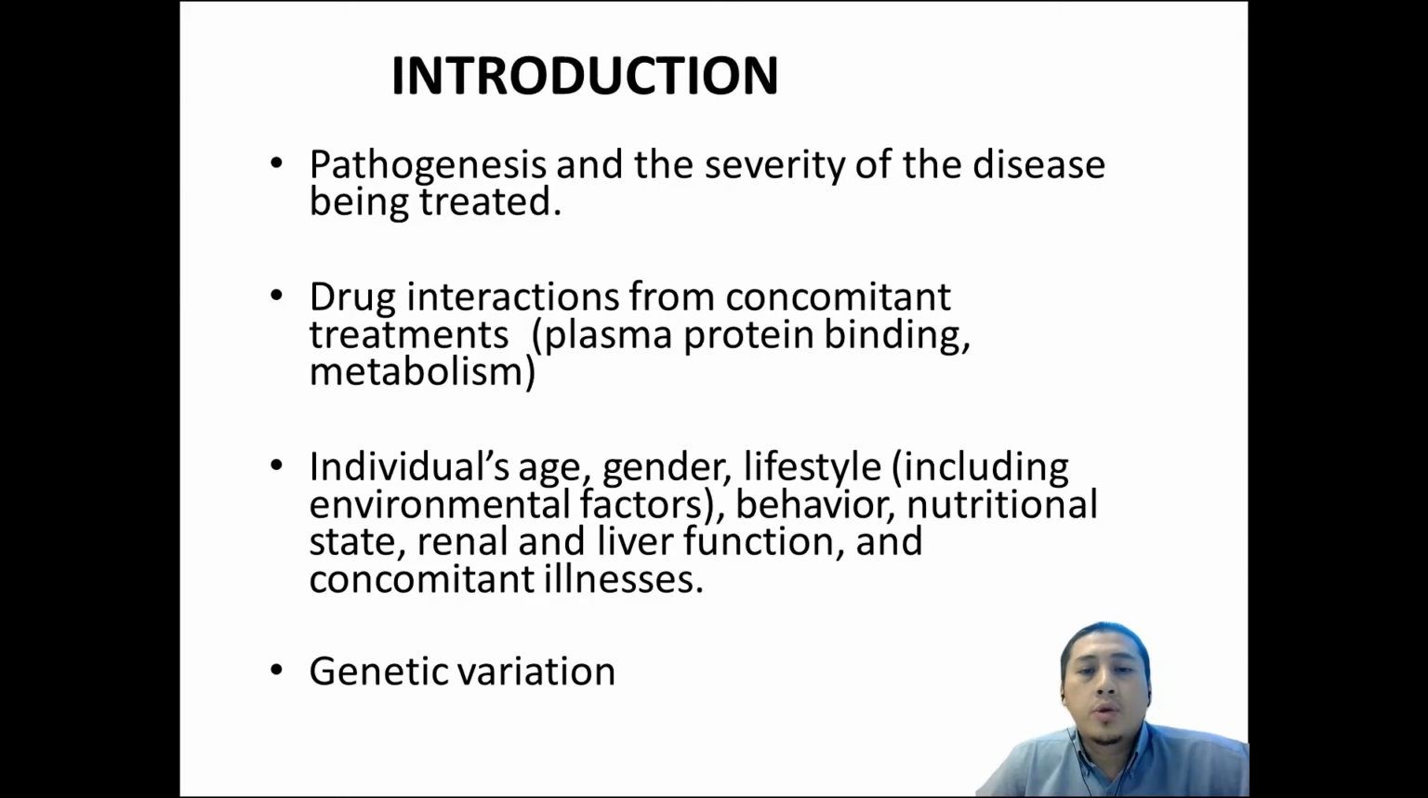Then there are drug interactions from concomitant treatments, for example, plasma protein binding and metabolism. So there is also interference in terms of concomitant treatments, what kind of drugs are being taken by the patients. There may be drug-drug interactions that will also affect the response and results of the drug itself. And then the third one is the individual's age, gender, lifestyle, including environmental factors, behavior, nutritional state, renal and liver function, and concomitant illnesses. All these factors can contribute to the variation in the response to the drug.